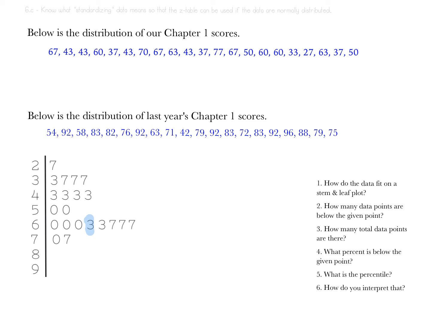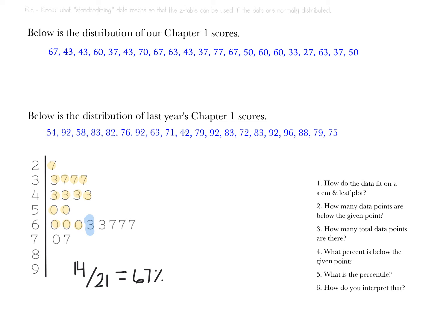So I'm going to count up how many people scored less than me. So 14 people scored less than me. And then how many total data points are there? So how many total people took the test? That's including myself. There were 21 people. So what percent is below the given point? That would be found by taking 14 divided by 21, and I get 66.666667%. So we're just going to go to 67%. So a 63 had 67% of the data below it.